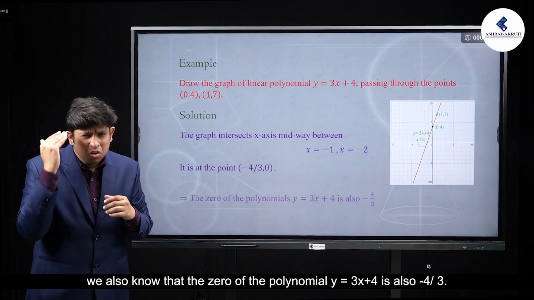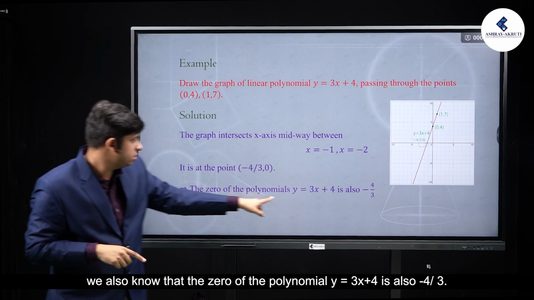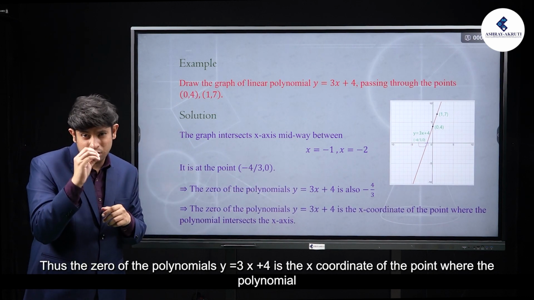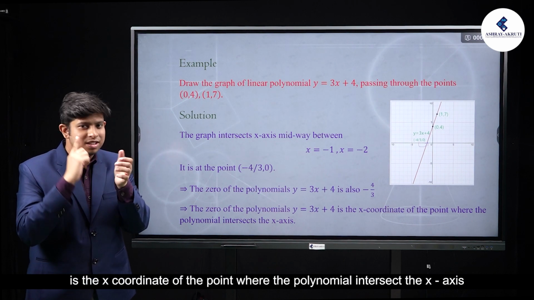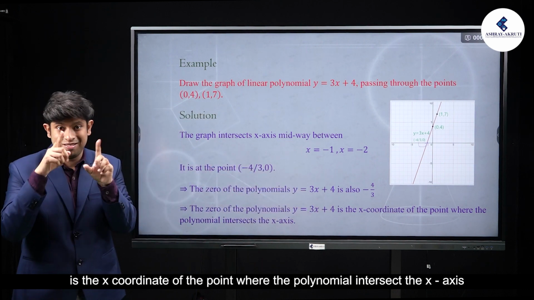We also know that the zero of the polynomial y equal to 3x plus 4 is also minus 4 by 3. Thus, the zero of the polynomial y equal to 3x plus 4 is the x coordinate of the point where the graph intersects the x axis.